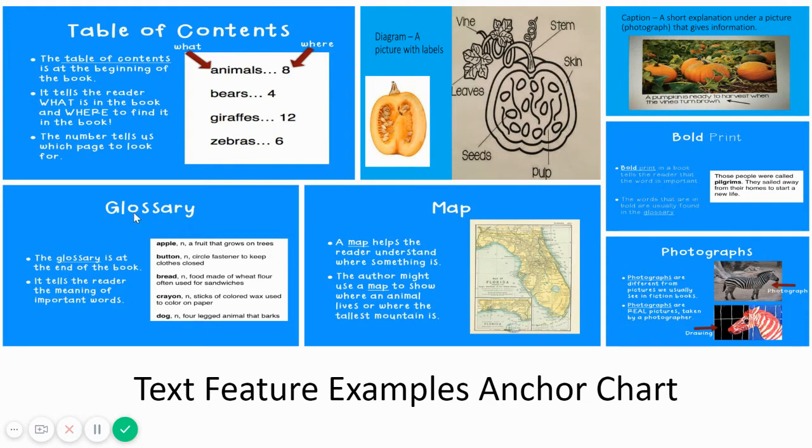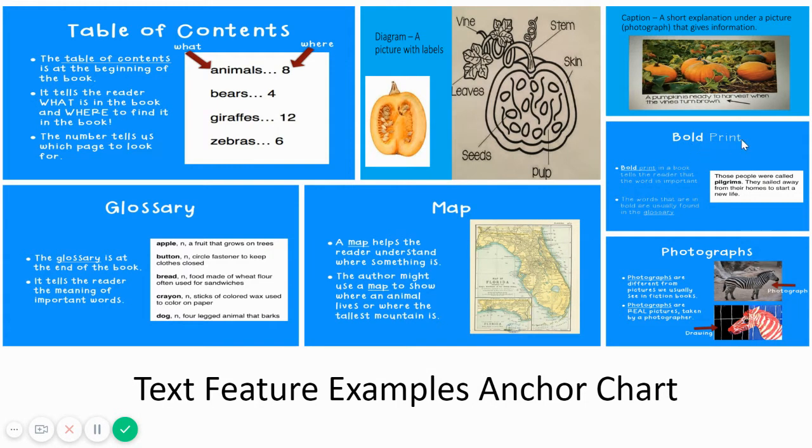The next feature is the glossary. The glossary is at the end of the book. It tells the reader the meaning of important words. For example, if I want to know what an apple was, I will first find the word apple. Next to it, I see the meaning. An apple is a fruit that grows on trees. Next, we have a map. A map helps the reader understand where something is. The author might use a map to show where an animal lives or where the tallest mountain is. And on the picture of our map, we see the state of Florida.